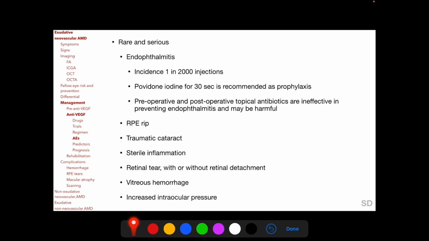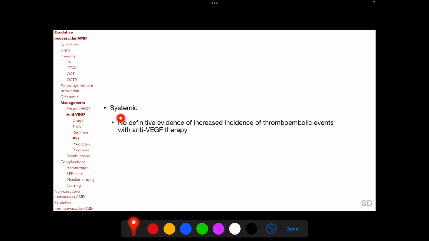Other rare and serious ocular side effects are RPE tear, which we will discuss along with complications, traumatic cataract, sterile inflammation, retinal tear with or without retinal detachment, vitreous hemorrhage, and increased intraocular pressure. Sterile inflammation is known particularly to occur with brolucizumab injection, and there is no definitive evidence of increased incidence of systemic thromboembolic events following anti-VEGF therapy.